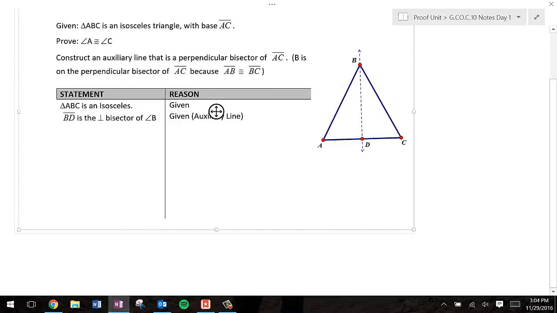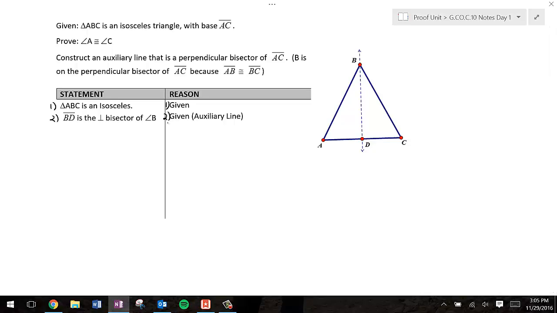So they gave us a little bit of information. They told us that triangle ABC was isosceles, and they told us that BD was the perpendicular bisector of angle B. Having a perpendicular bisector tells me 2 different things. We're going to address the perpendicular line and the bisector separately. First thing we're going to say is that having perpendicular lines tells me that angle ADB and angle CDB equal 90 degrees. And the reason is that's the definition of a perpendicular line.